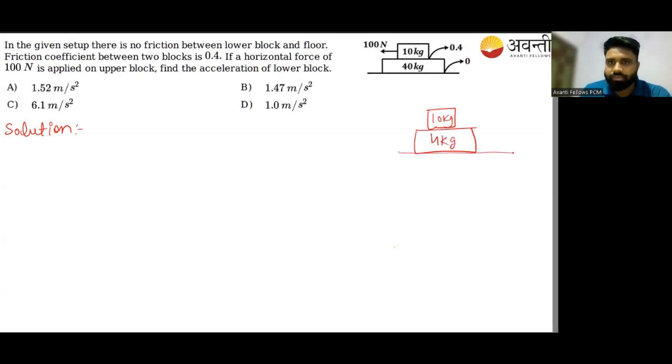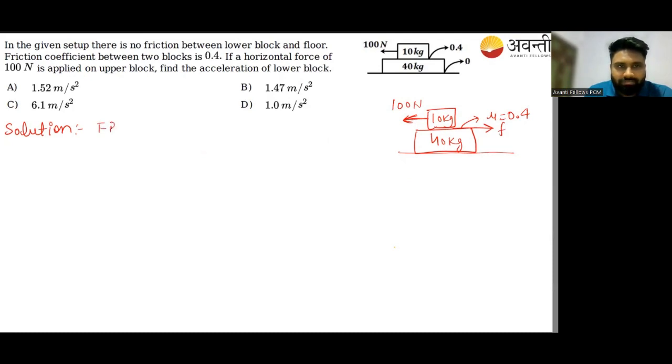There is no friction between the ground and the 40 kg block. But there is friction between the blocks, mu equals 0.4 is given. And there is a 100 Newton force applied on the upper block. If this 100 Newton force tries to pull this block in this direction, a friction will try to oppose this and act in this direction on the 10 kg block.